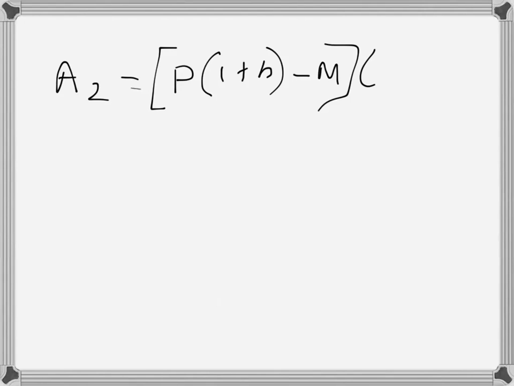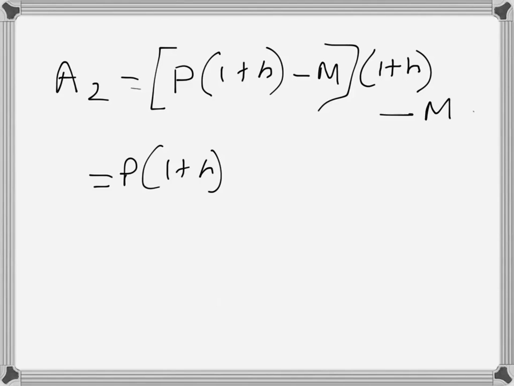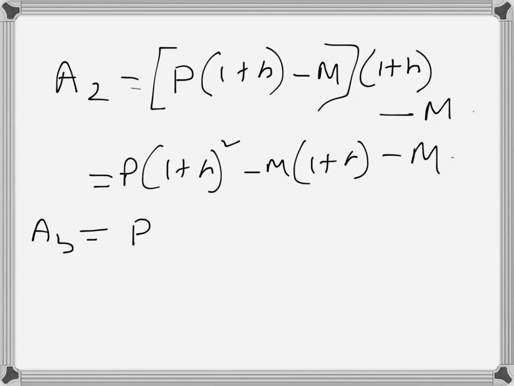So M is the monthly payment, and this is the amount owed after the monthly payment is made. And then A2, the amount owed after the second month, is (P(1 + R) minus M)(1 + R) minus M, so the interest is also happening every month. So this is P(1 + R) squared minus M(1 + R) minus M. We can see a pattern there.